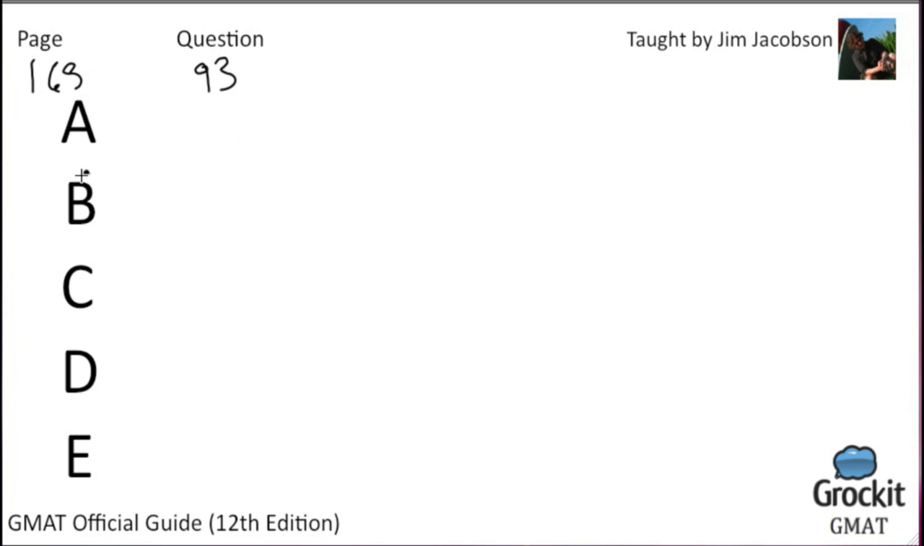Okay, 6, 7, 8, 9, 10. Oh yeah, lists. So if the median of the numbers in list 1 above is equal to the median of the numbers in list 2 above, what is the value of x?